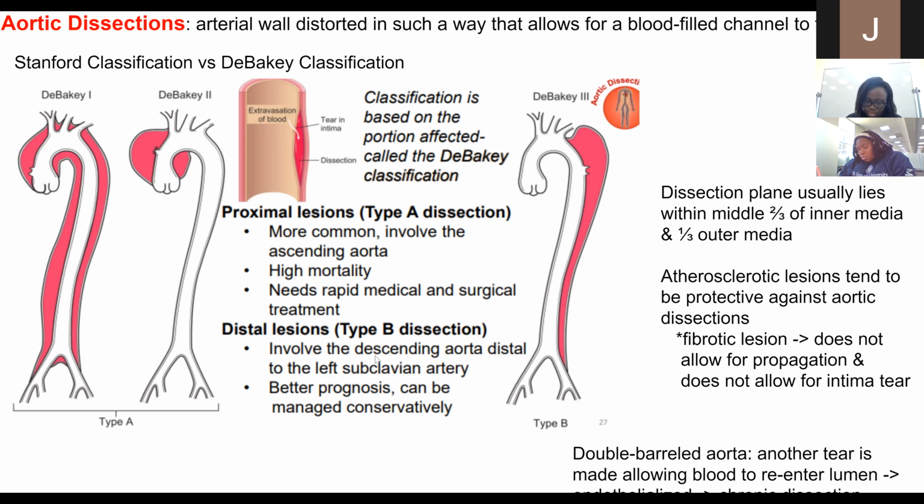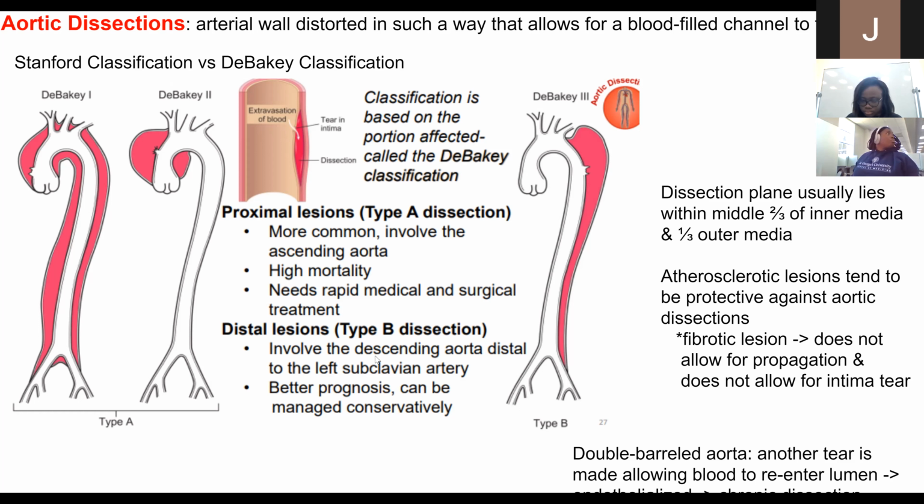But DeBakey, you have type 1 and type 2, and type 3. Type 1 and type 2 both affect the ascending aorta. So they're like type A for Stanford, but both of them are just lumped there. Type 3 affects the descending aorta. So in type 1, what is the difference? The dissections begin in the ascending aorta and they keep going at least to the aortic arch, but they can go down the descending aorta. So it's affecting the entire width of your aorta. Obviously, right, that requires surgery. You're going to want surgery for that.